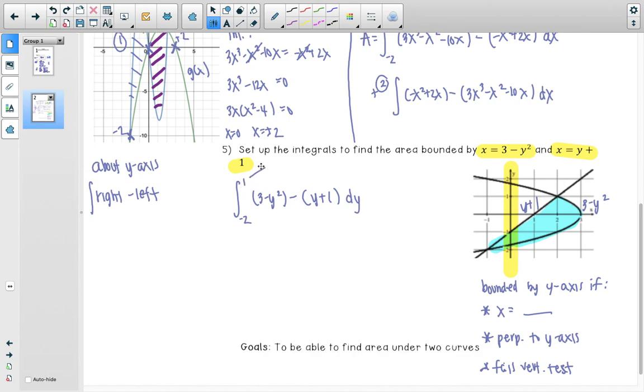These values right here depend on how you're integrating it. If you're doing it in terms of dy, then it's y values, and if you're doing it with respect to x, then these are x values, okay? And that's how you would set it up.